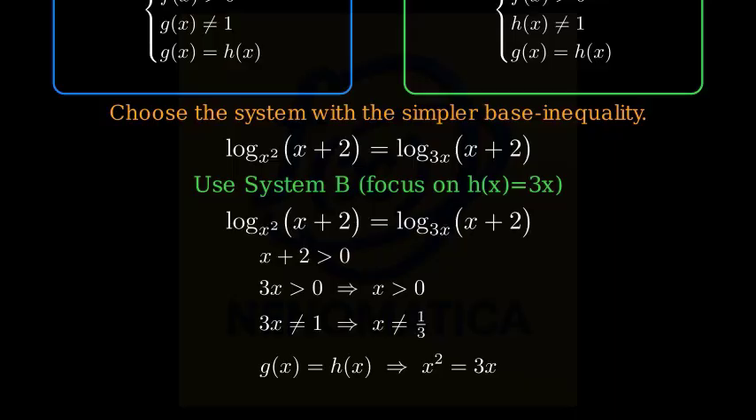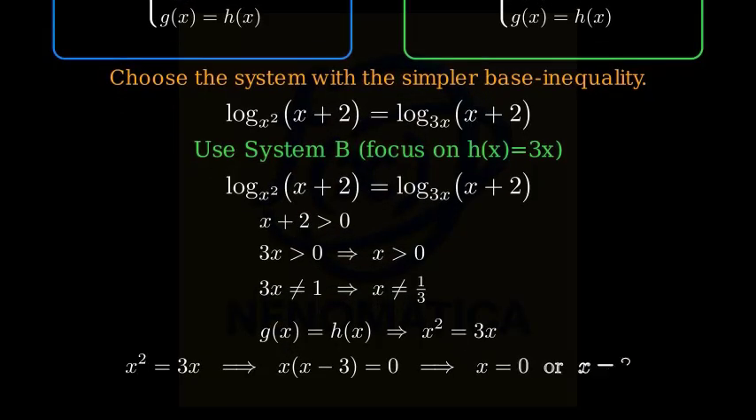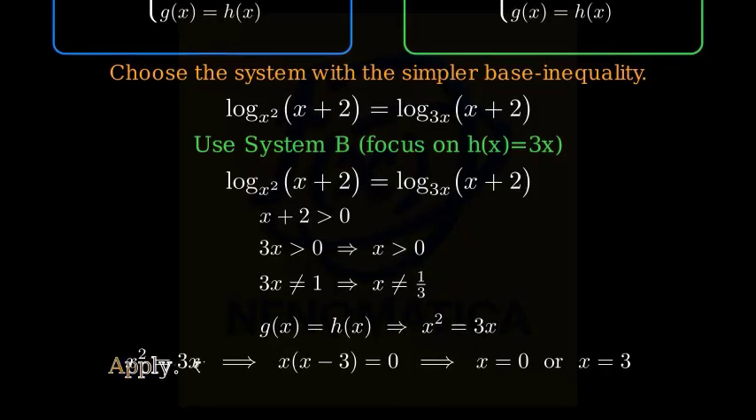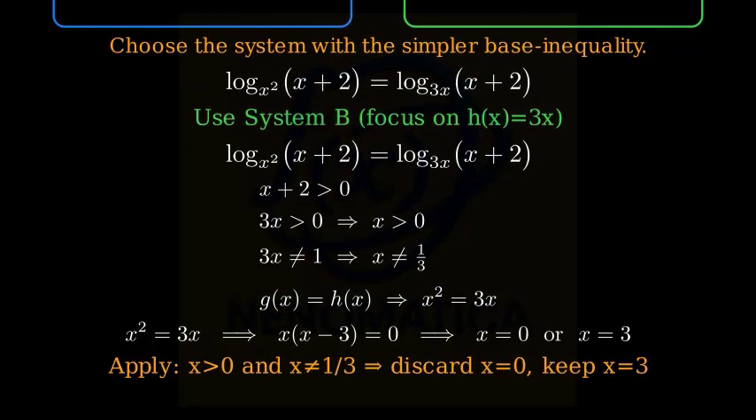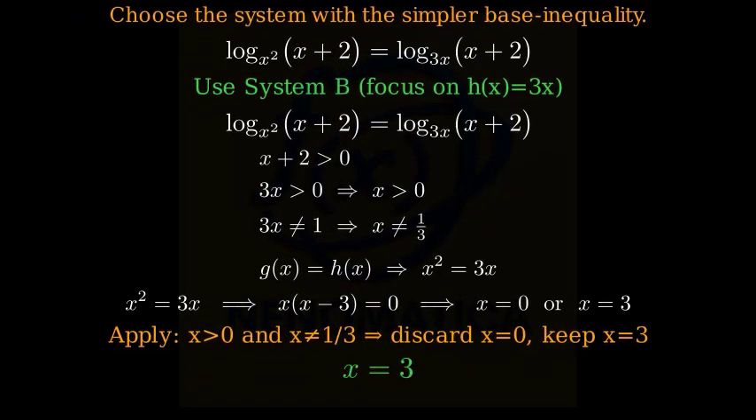Now solve the base equality. From x squared equals 3x we get x times (x minus 3) equals 0, so x equals 0 or x equals 3. Apply the domain filters. x greater than 0 removes x equals 0, and x not equal to 1/3 is already satisfied by x equals 3. Therefore, the solution is x equals 3.